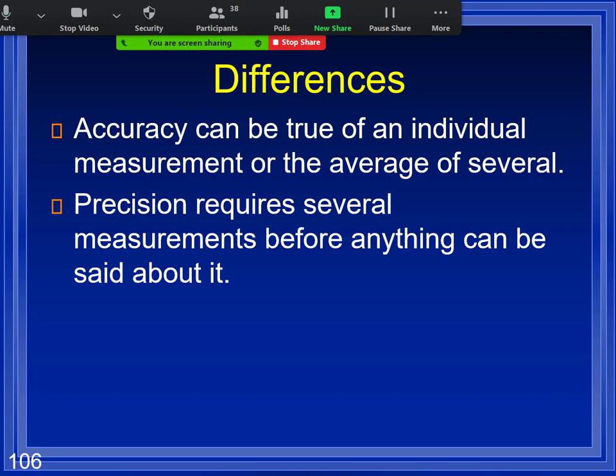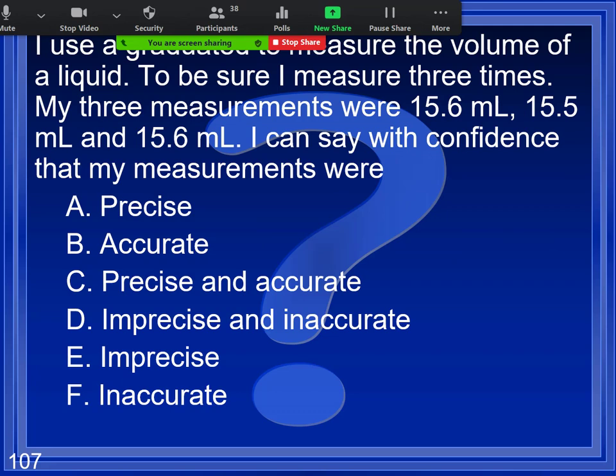So, how could you turn that into a question? Well, here's the kind of questions I think about. How I can turn something into multiple choice that makes you think pretty hard. I use a graduated cylinder to measure volume of a liquid. I measure 3 times. My 3 measurements are 15.6 milliliters, 15.5 milliliters, and 15.6 milliliters.